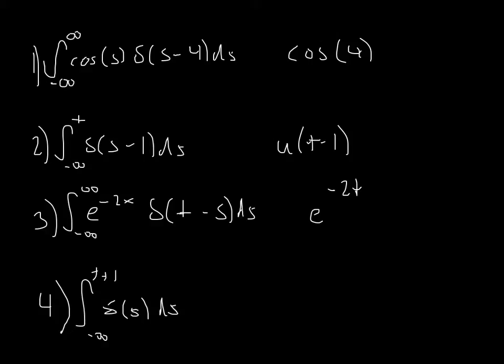And then our last one is another one where the delta function is only in there by itself. But this time, we're evaluating from negative infinity to t plus 1 instead of negative infinity to t. So, because of that, when we evaluate this, we're going to have u of t plus 1 as what our delta function is being evaluated at.